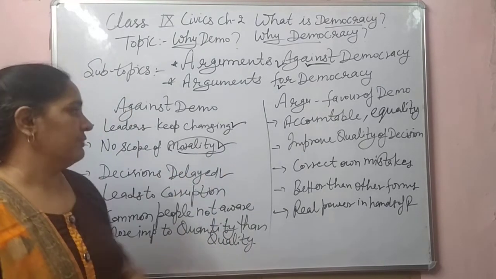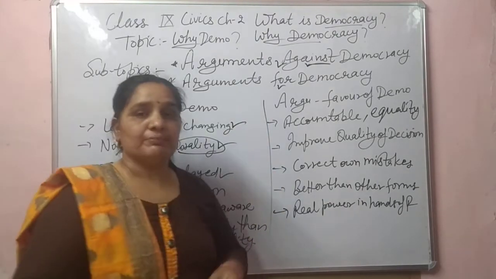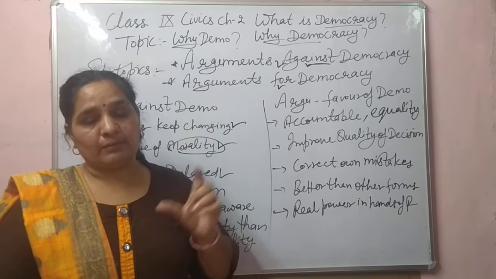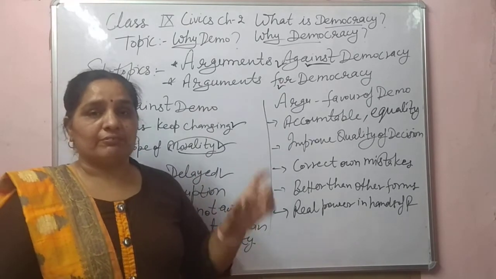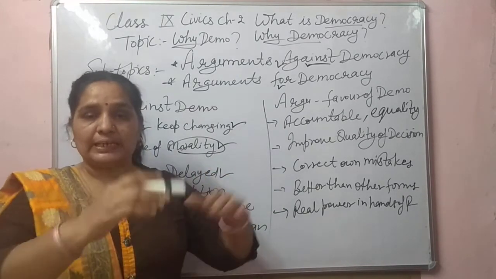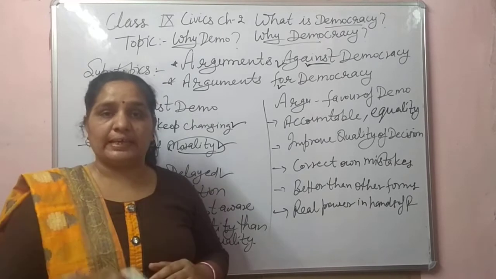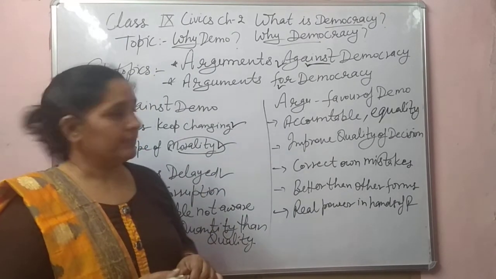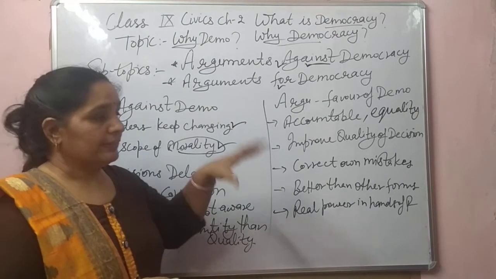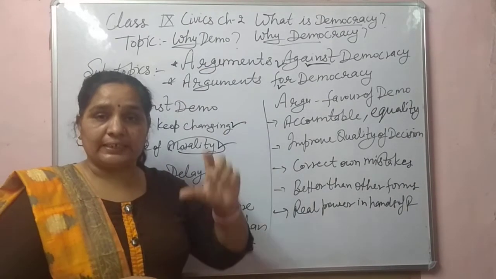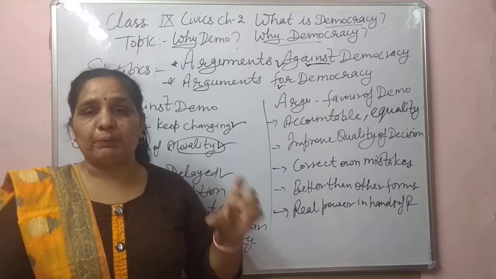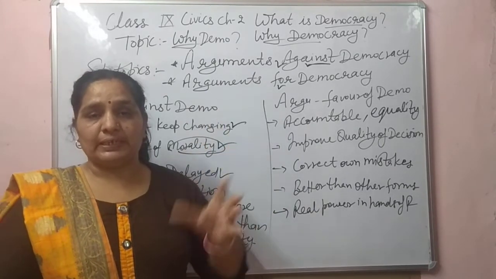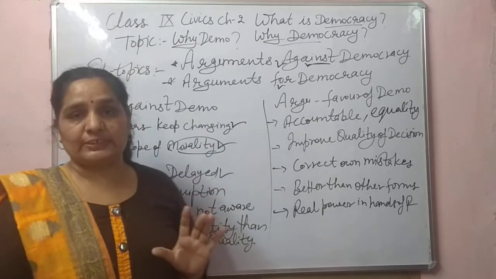On the other hand, we will discuss the arguments in favor of democracy. Democracy is the government of the people. It provides welfare to the people. The elected political leaders are accountable for the welfare of society. It provides equality and enhances the dignity of citizens. All people are equal before the law. All are having political rights and social rights also.